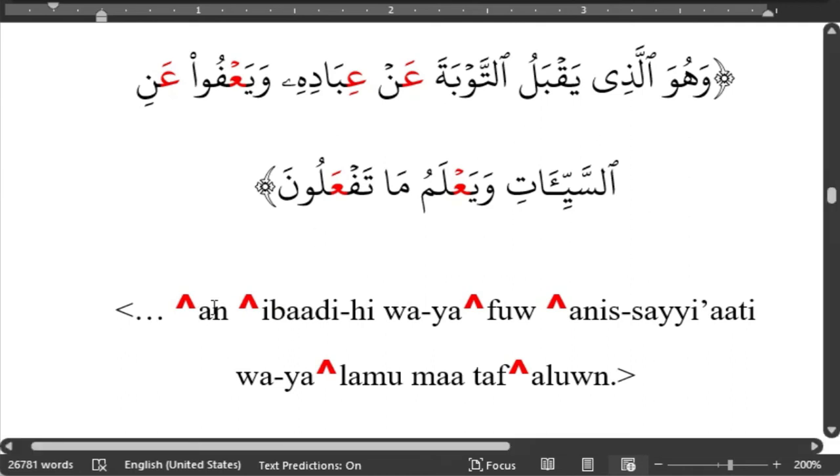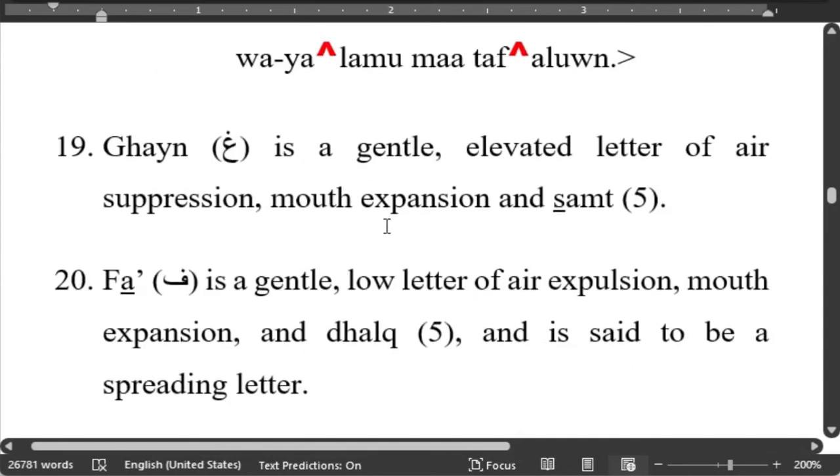How many do we have there? 1, 2, 3, 4, 5, 6 ayns.